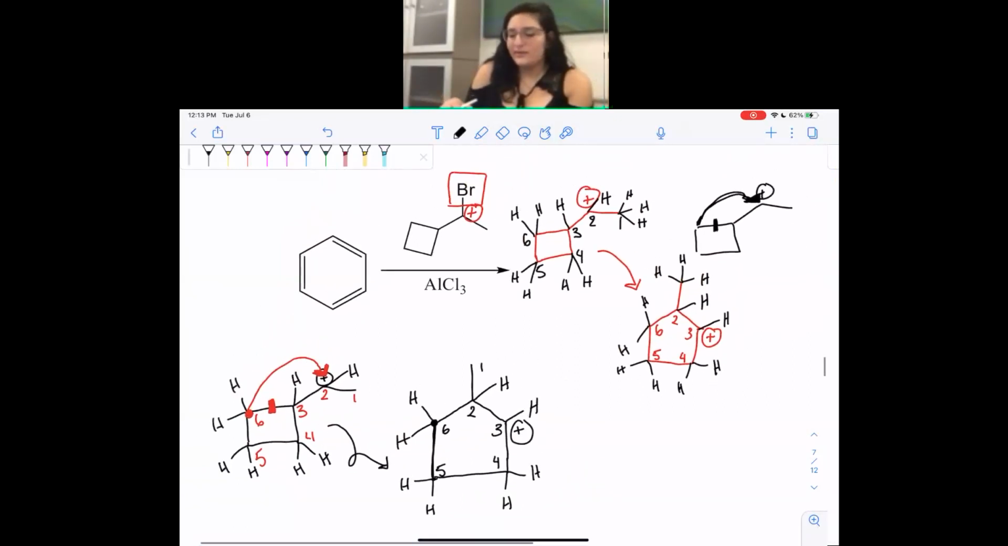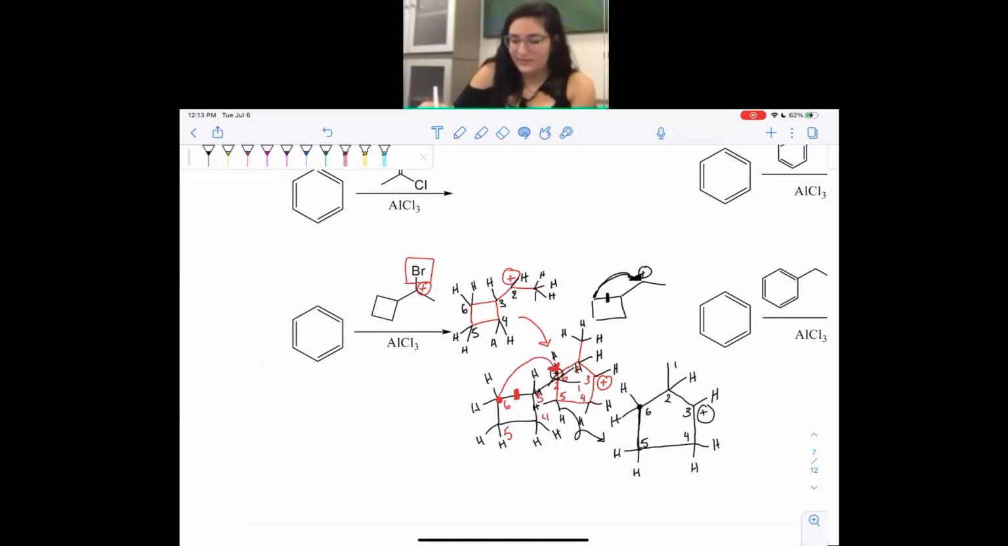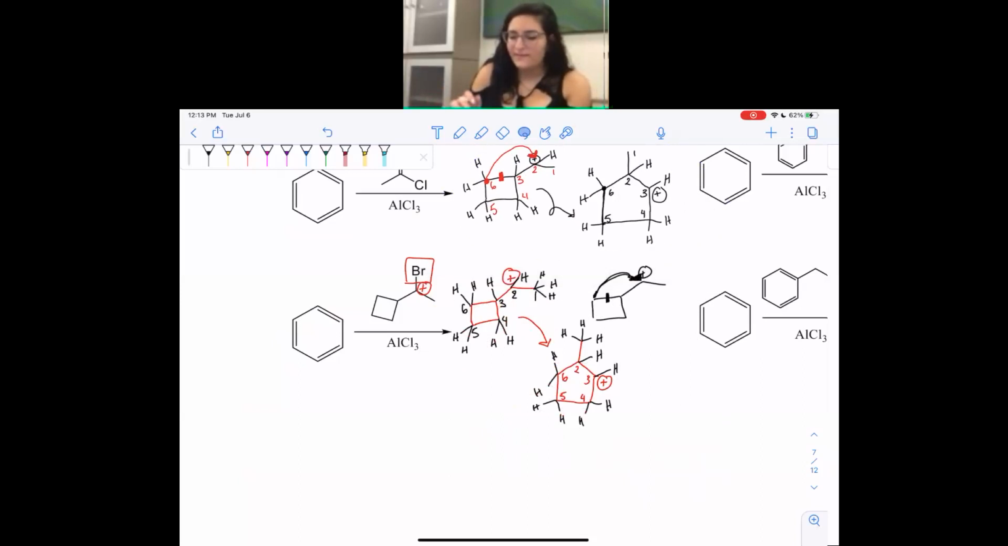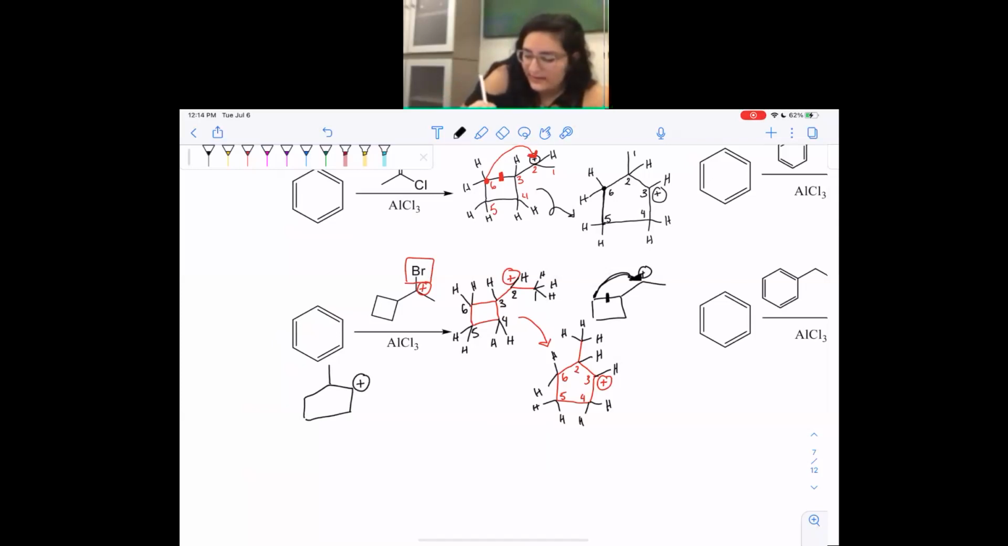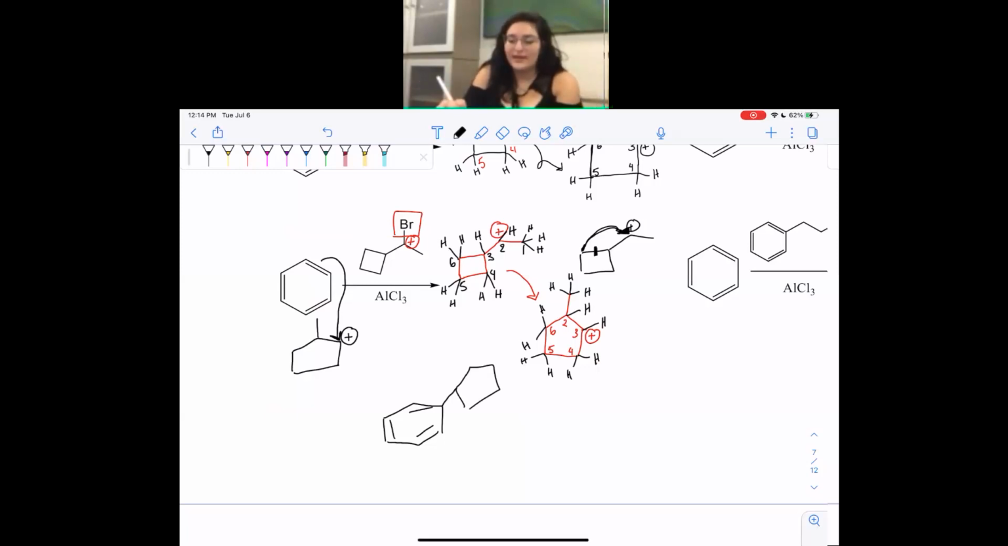I'll keep this drawing just in case it's easier to see, but I'm going to move it up here so we can do our reaction. Okay, so we know that our new cation looks like so, and we know the benzene is going to attack it, right? And so we end up getting a benzene ring with a 5-membered ring attached, and that 5-membered ring has a methyl on it.